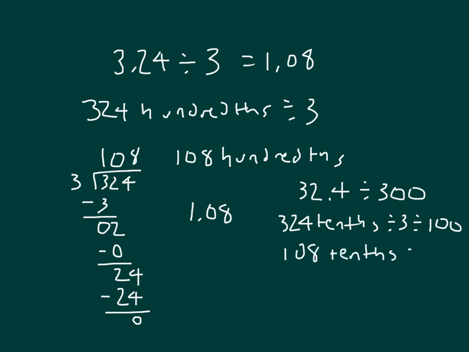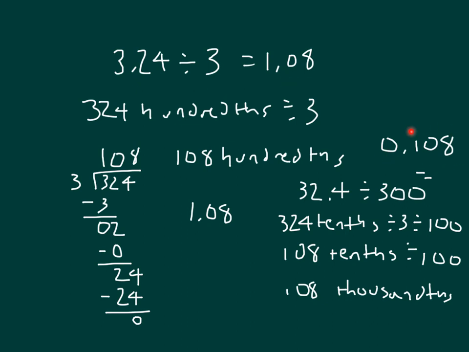But I'm still dividing by 100. When I divide a tenth by 100, if I divided a tenth by 10, it would equal a hundredth. So if I divide a tenth by 100, it would equal a thousandth. So now we have 108 thousandths, which we write as 0.108. And as you see, these answers do compare in that this answer here is actually 10 times smaller than this answer here.